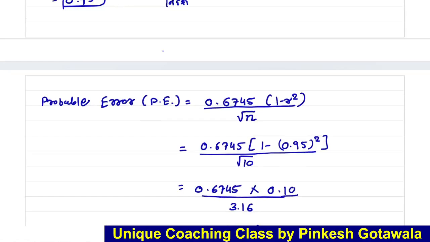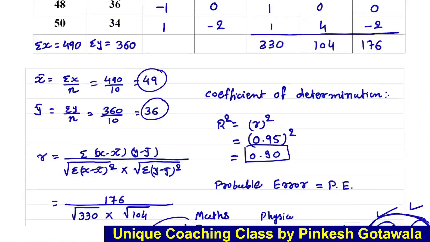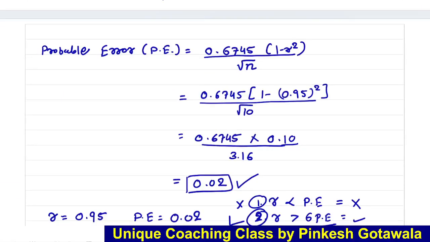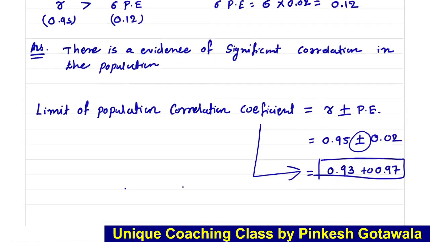In this video we came to know three things. First, the coefficient of determination, which is very simple to find: capital R squared equals small r squared. The second new point we learned is the probable error; just apply this formula. And the third is the limit of the population correlation coefficient. Clear? In the next video we are going to solve some new points.